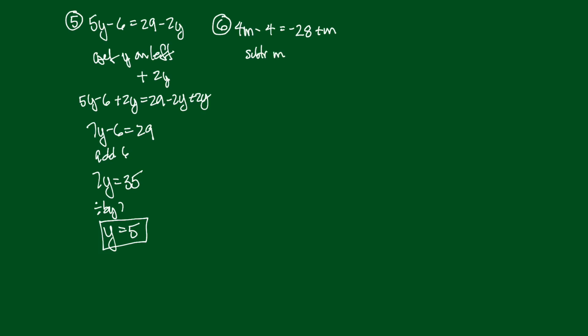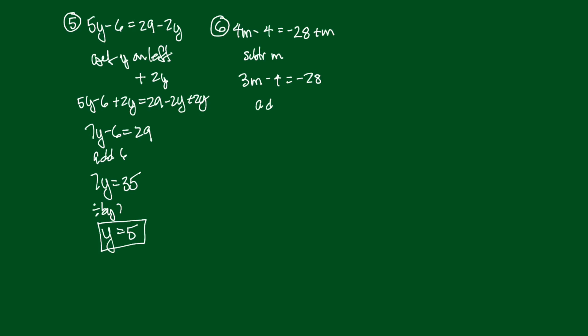Right, so if I subtract m from both sides, I'll just do it here. 4m minus m is 3m minus 4 equals negative 28, and then m minus m, the m's gone. Now, I need to eliminate this 3 and the 4. Well, the 4 is connected by subtraction, so I'm going to do that one first. I'm going to do the opposite of what I see here. I'm going to add 4.